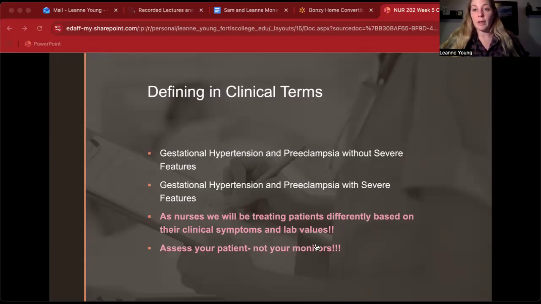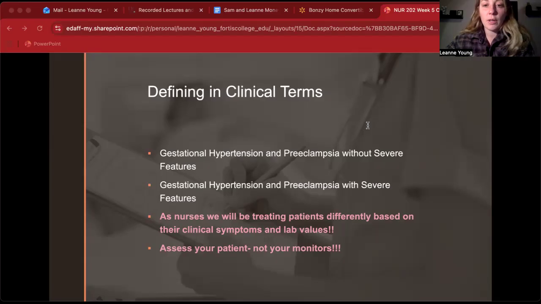So severe blood pressure, when we're talking about we need to be giving magnesium and labetalol and doing all our interventions, is going to be 160 over 110, and you're getting those readings, two readings consecutively within a 30-minute time frame. Okay. As nurses, we're going to be treating patients differently based on their clinical symptoms and lab values. We need to assess our patient and not our monitors. Okay, so what is our treatment going to look like?